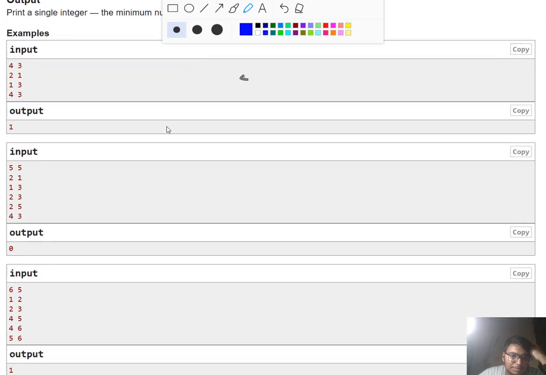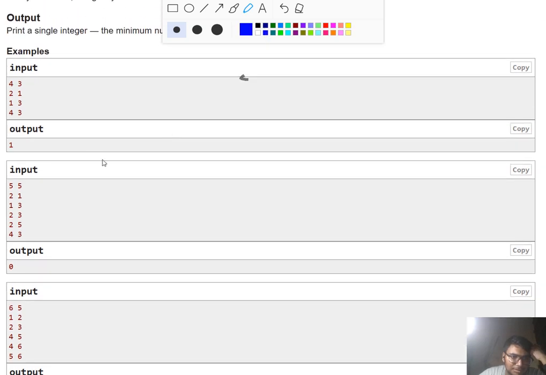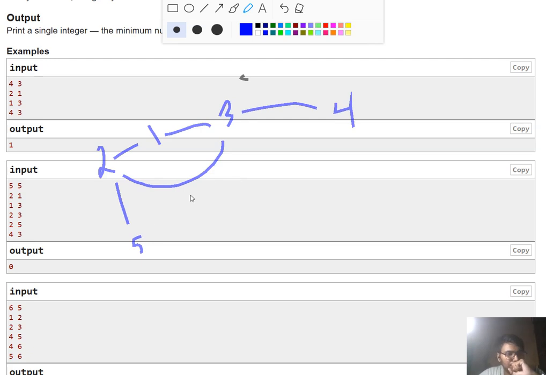Let's take another example. There is a connection between two and one, a connection between one and three, a connection between two and three, a connection between two and five, and a connection between four and three. Cool. So the output is zero.